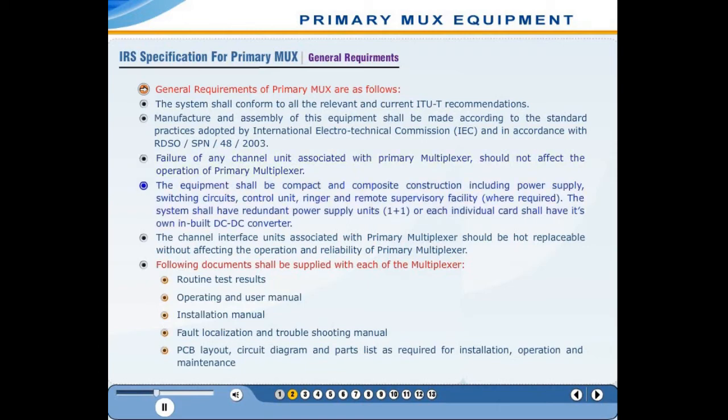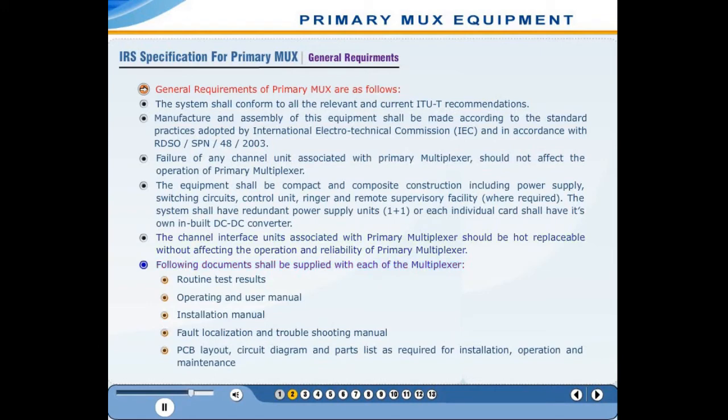The equipment shall be compact and composite construction, including power supply, switching circuits, control units, ringer, and remote supervisory facility. The system shall have redundant power supply units, or each individual card shall have its own inbuilt DC-DC converter. The channel interface units associated with primary multiplexer should be hot replaceable without affecting the operation and reliability of primary multiplexer.